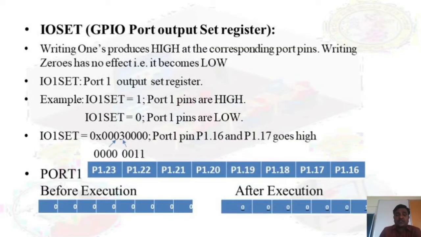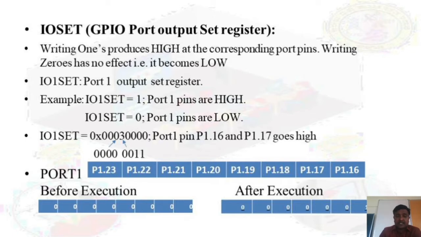One more instruction we are going to use in our programming is IOSET, the GPIO port output set register. Writing ones produces high at the corresponding port pins. Writing 0 has no effect. IO1SET is the port 1 output set register. If I write IO1SET equal to 1, the port 1 pin values become high. If I write IO1SET equal to 0, the port 1 pin values become low.